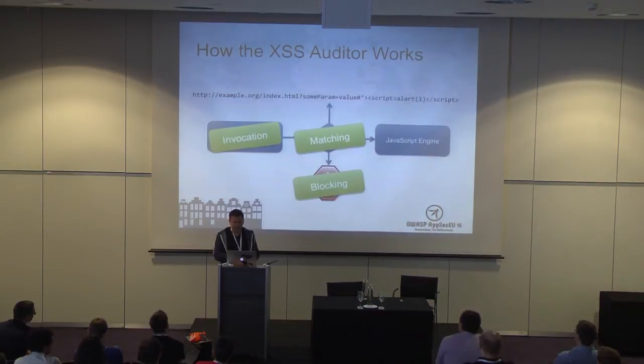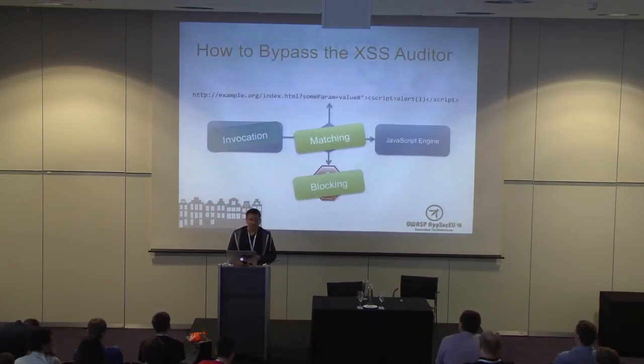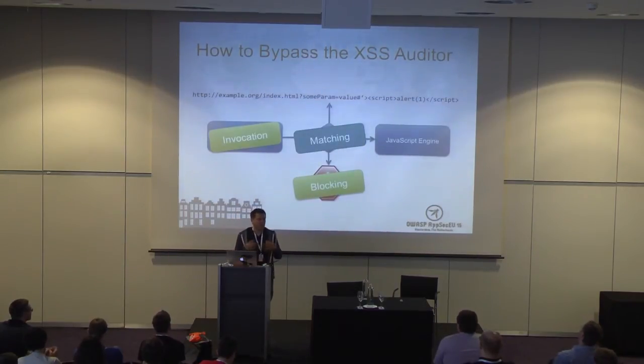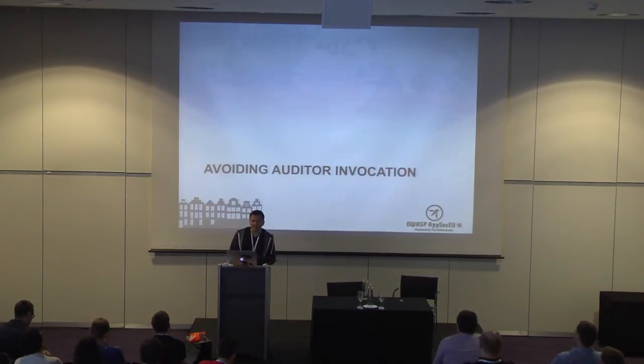Okay, so now let's talk about how to bypass this thing. Basically, we have two different possibilities here. We can either prevent the XSS auditor from being invoked, or we can stop or confuse the matching. And if we can somehow make the XSS auditor not find our string in the request, although it's there, we can avoid blocking. So let's first talk about the invocation thing, and later I will have some examples for the string matching issues.